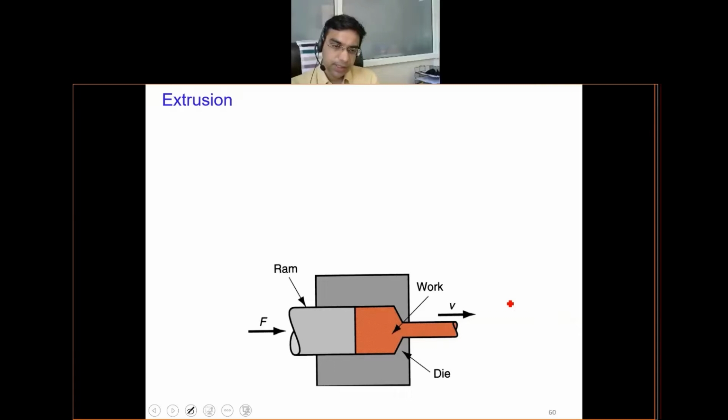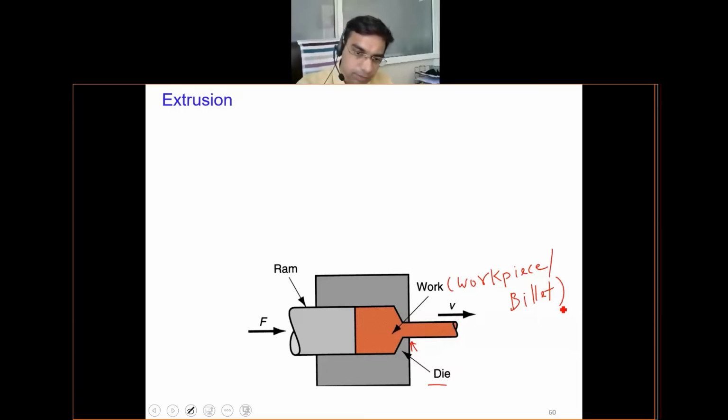In extrusion, basically there is an arrangement of a die and a ram. The die essentially has this opening here, and here is the workpiece, also known as billet. In this extrusion process, we place this workpiece in the cavity of the die. Sometimes this is also known as the chamber, in which the billet is placed, and then we apply compressive force.